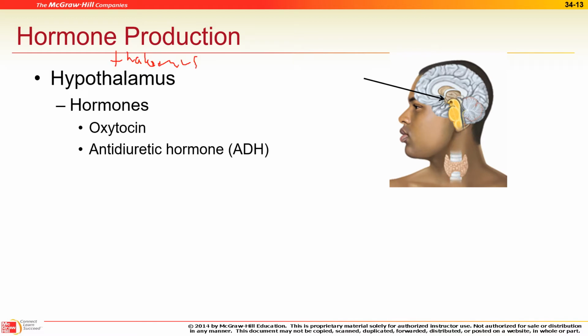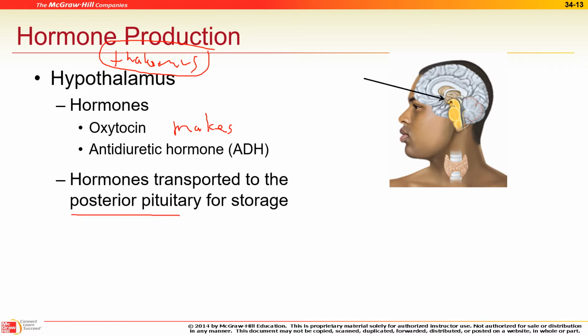So we have the thalamus, and right below it, the hypothalamus. The hypothalamus is the bridge between the nervous system and the endocrine system. It produces 2 main hormones, oxytocin and antidiuretic hormone. However, they are then stored in the posterior pituitary. So this is where they're stored and ultimately released.